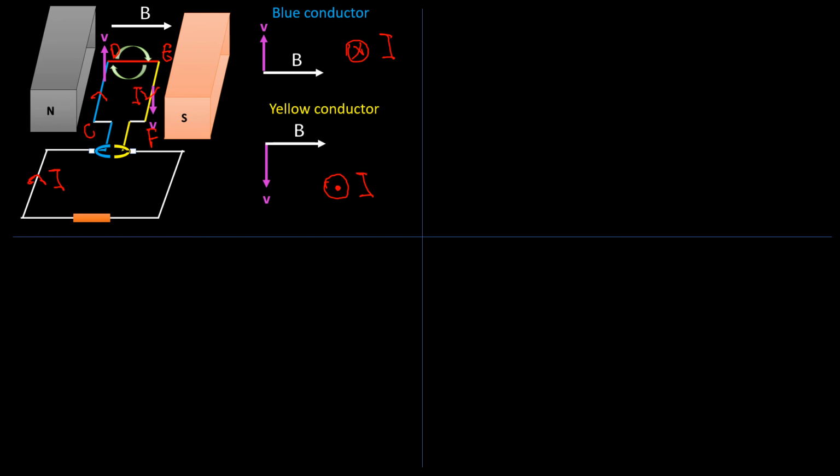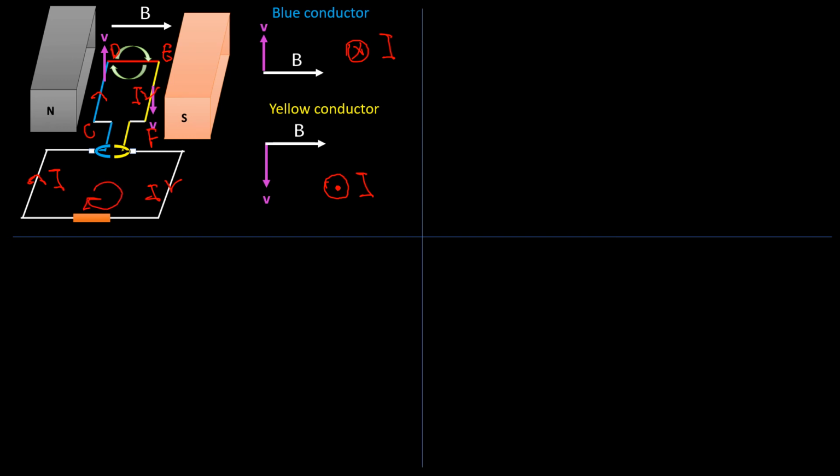So it means that the current will flow from C to D and then E to F, then it will come out from the yellow split ring and flow in this direction. So now your current is flowing in the clockwise direction. So your I is in the clockwise direction this way.